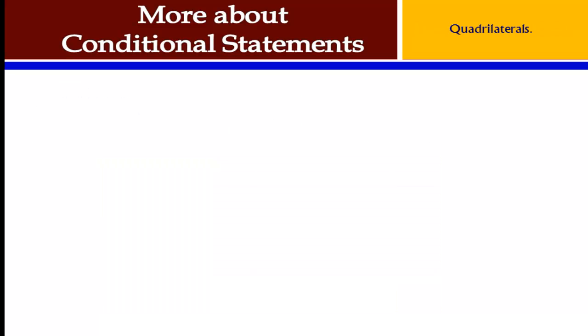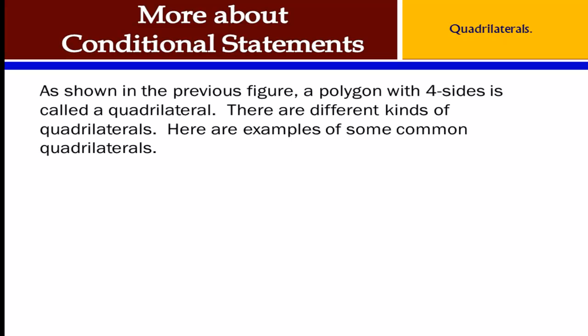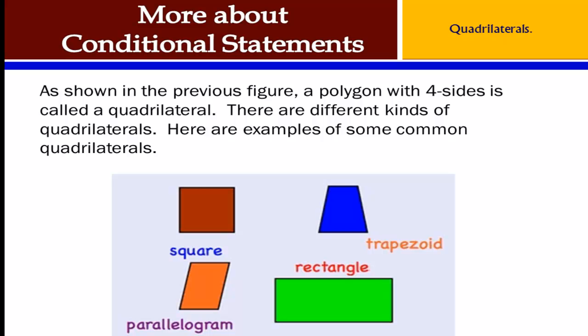So let's talk a little bit about quadrilaterals. We saw in the previous figure that a polygon with 4 sides is called a quadrilateral. Now there are different kinds of quadrilaterals, and here are some examples of some common quadrilaterals. We have squares and trapezoids and parallelograms and rectangles. These are all 4-sided shapes, but they're all slightly different. They're all polygons because their edges are straight lines. They're all quadrilaterals because they have 4 sides.